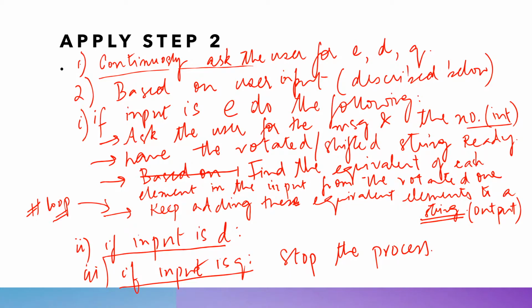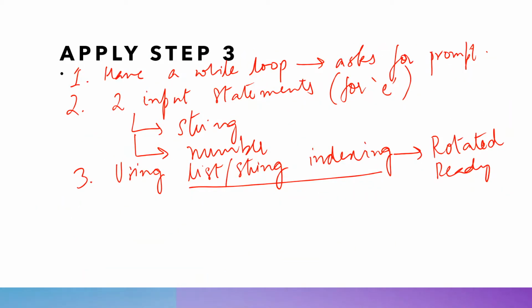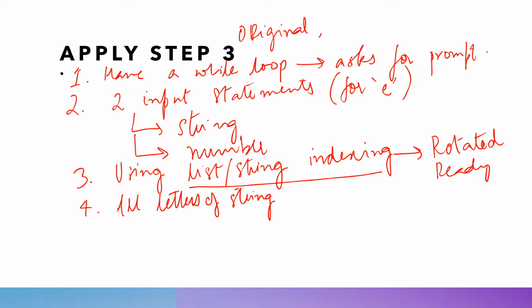And then find the equivalent of each element in the input. So how do we do that? Obviously, there are multiple ways of doing it. One way is to go through the letters of the string and find its index in the original alphabet. Okay, so let me convert that here. So go through all letters of my input string and find the index of these in the original alphabet. So basically I should have the original alphabet even before we begin. So have the original alphabet as a string here.